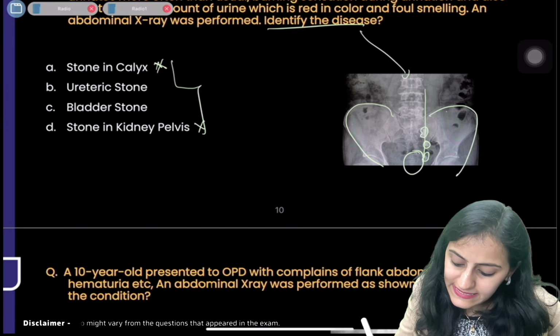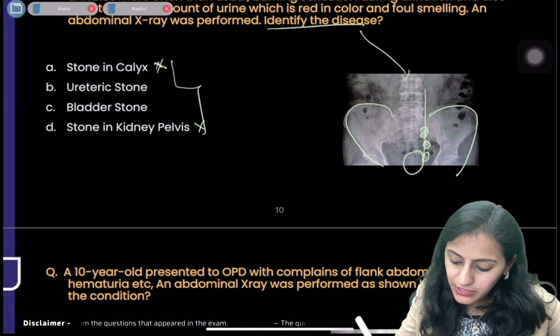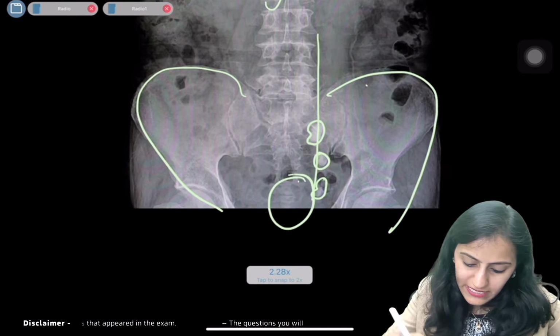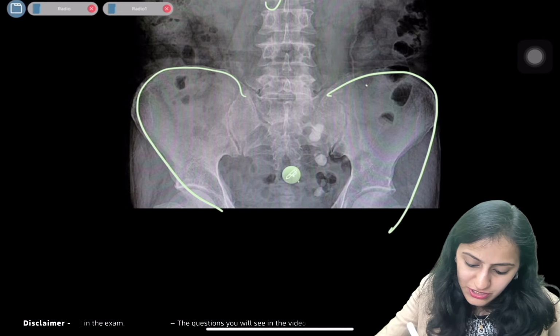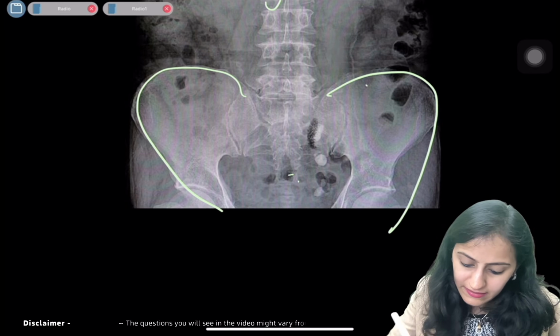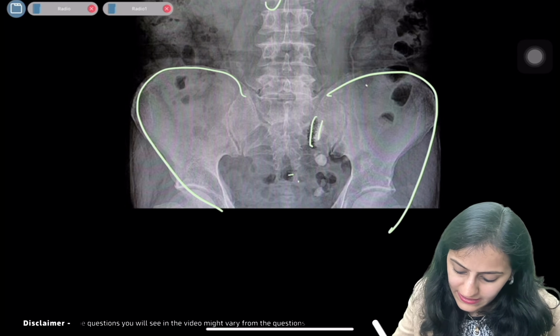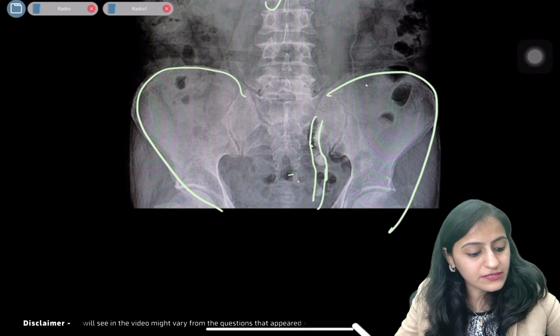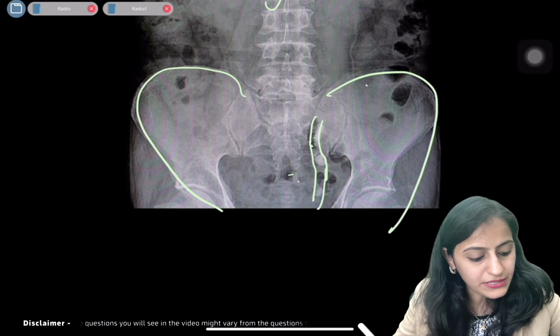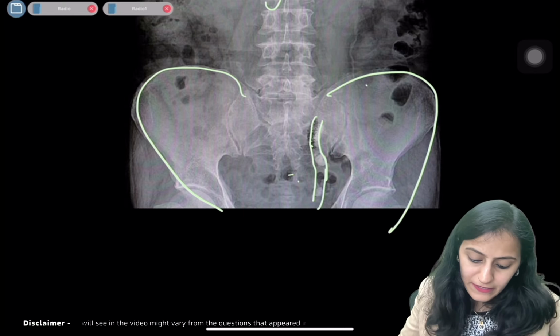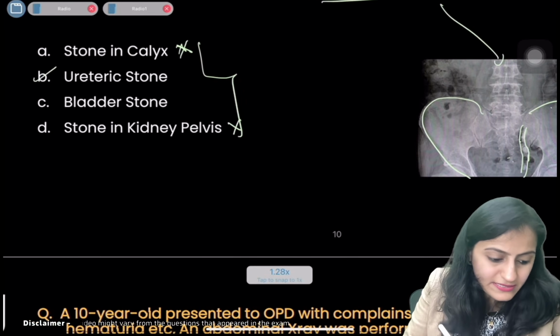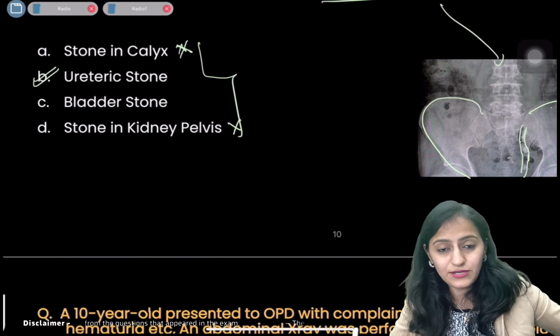Bladder stones will not be so many multiple and in a line. Here we are seeing the stones. The calcifications, the stones that we are seeing here, they are in a line and they are following the ureteric course. So this is ureteric calculi. This is basically ureteric calculi.